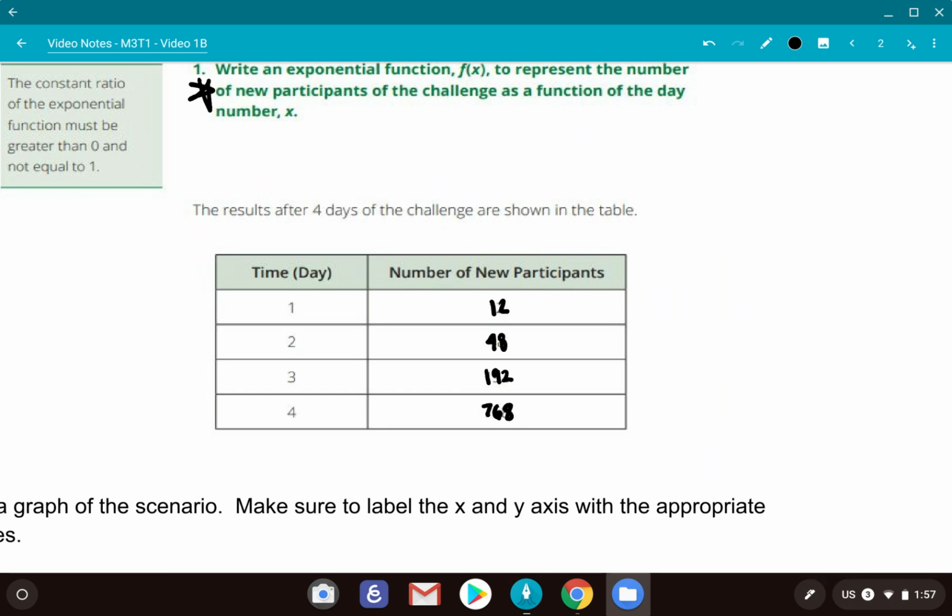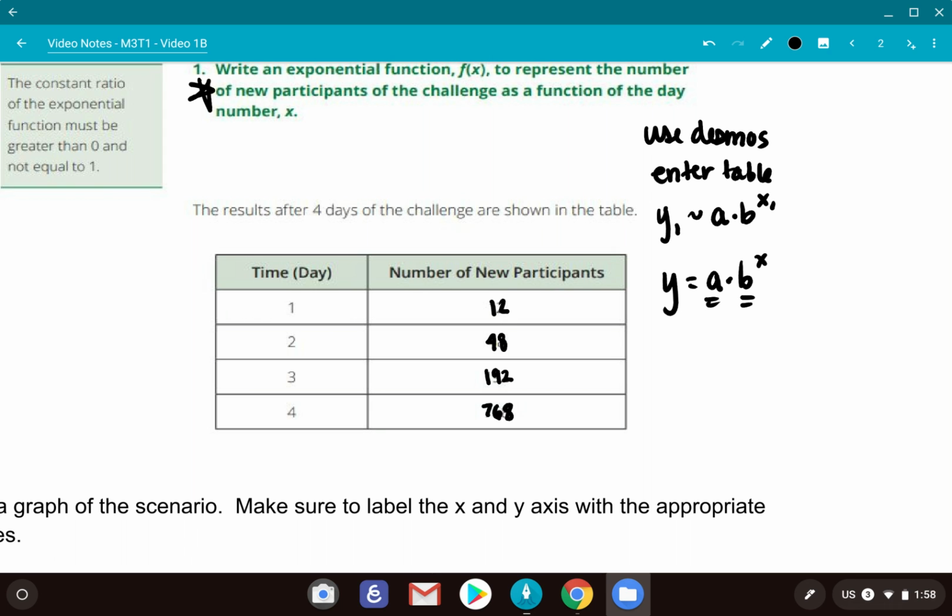So let's go ahead and use Desmos. We're going to enter the table. And then we're going to use our exponential regression. And we're looking for our A value and our B value in order to get our function. So let's go ahead and enter those values in.